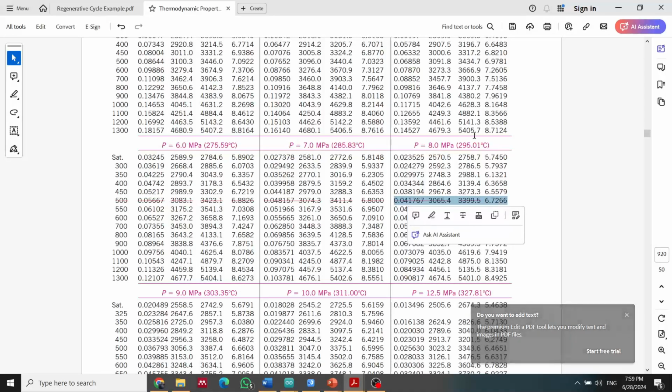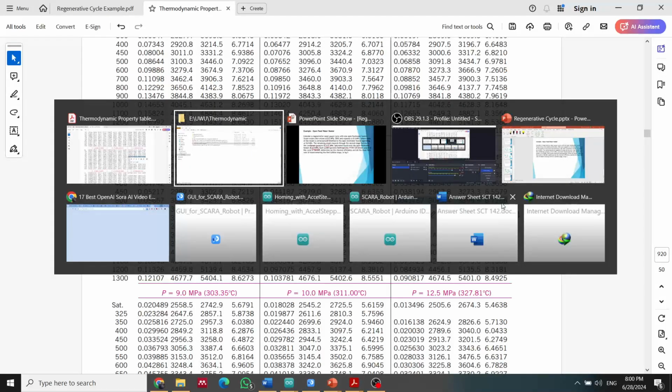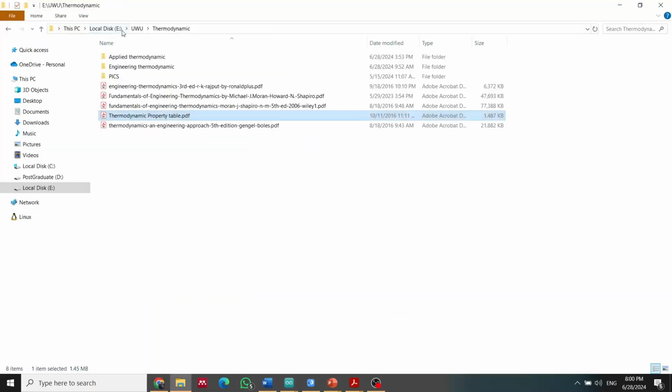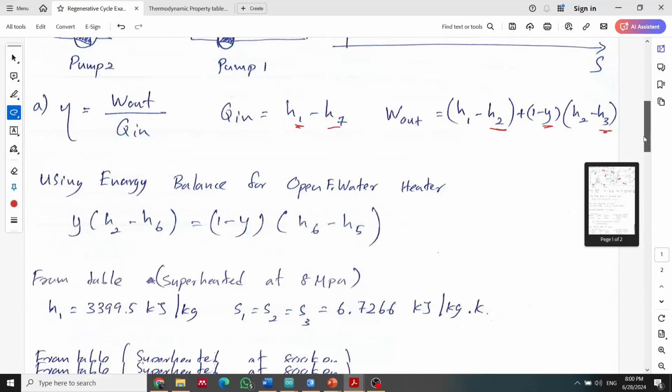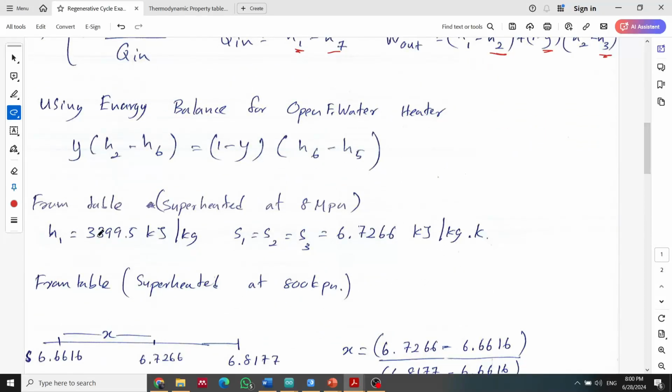Therefore we can extract the H value, H equal to 3399.5, and the S value, the entropy value, 6.7266. So from there we can say H1 equals 3395.5 and also S1 should be equal to S2 should be equal to S3, that's equal to 6.7266.